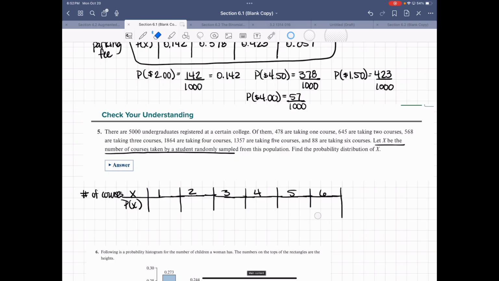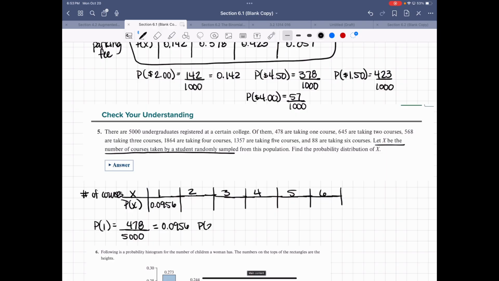Okay, so how many total students were there? 5,000, good. So the probability of getting a student that's taking 1 course is how many out of 5,000? 478. You will need a calculator for that one. 478 out of 5,000 gives me what as a decimal? Good. 0.0956.